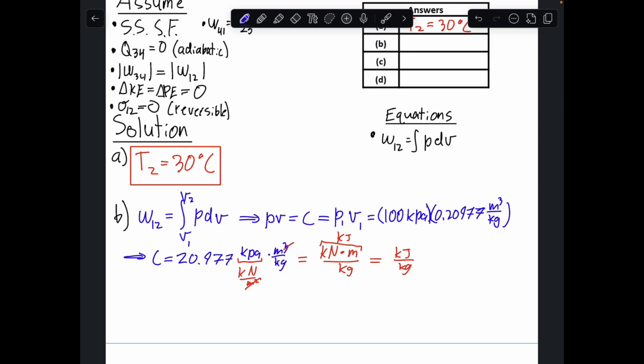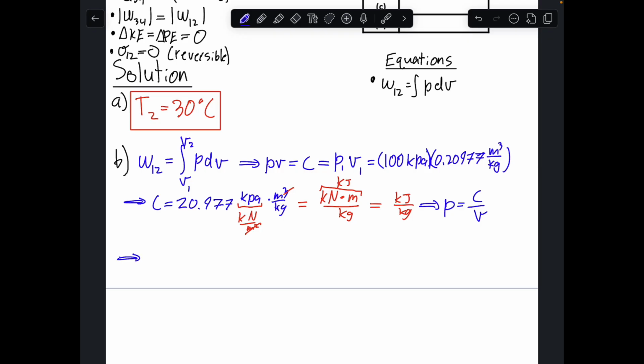And so now the step is to rearrange this equation by moving volume over to the other side. I'll write that out here. We say that P is equal to this constant divided by volume, because now we can plug this equation for pressure into our PdV equation since it has a volume term in it. So let's write that out. Now we will see that our work from 1 to 2 is equal to, again, subbing in our pressure with this term, C over V, the integral from V1 to V2 of C over V dV.